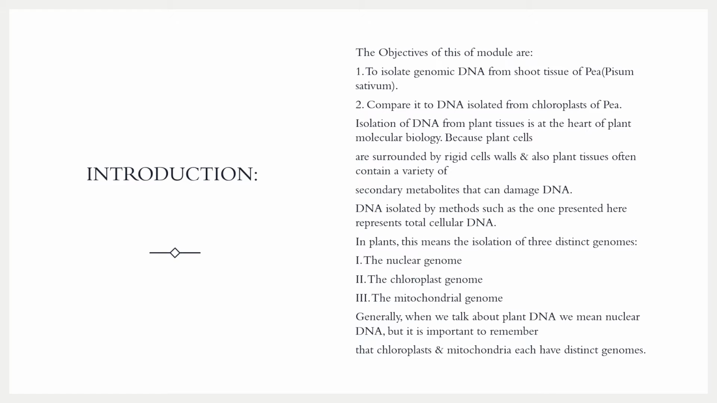Isolation of DNA from plant tissues is at the heart of plant molecular biology because plant cells are surrounded by rigid cell walls, and also plant tissues often contain a variety of secondary metabolites that can damage DNA. DNA isolated by methods such as the one presented here represents the total cellular DNA.